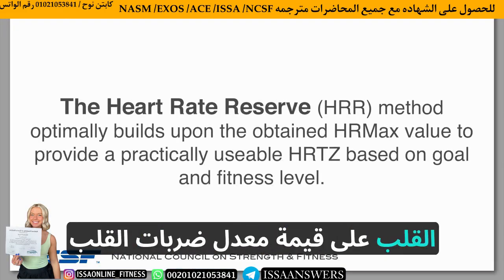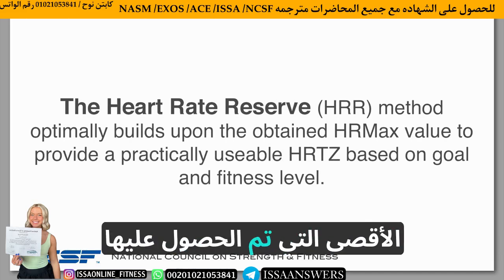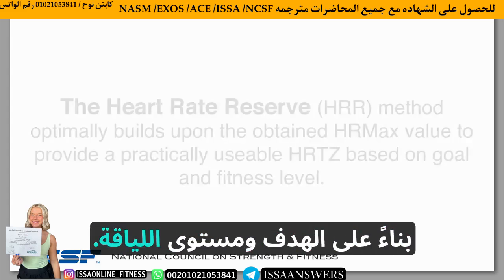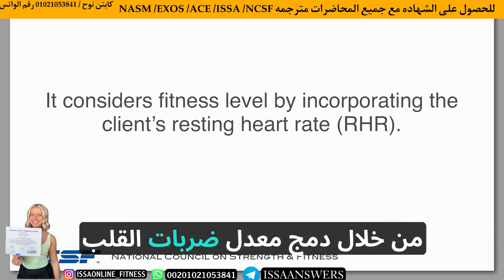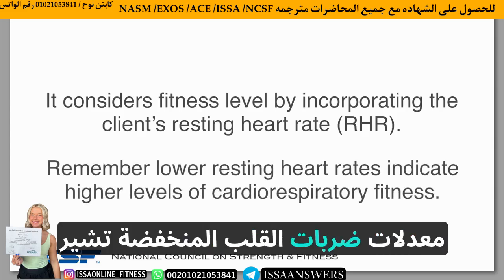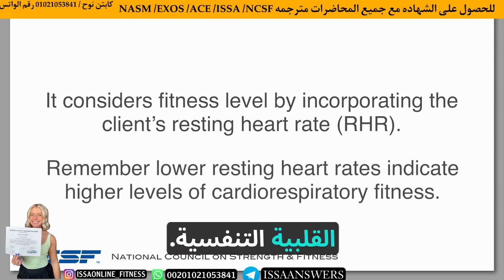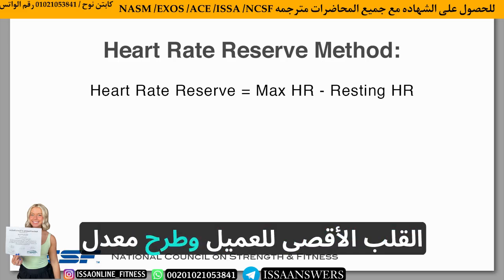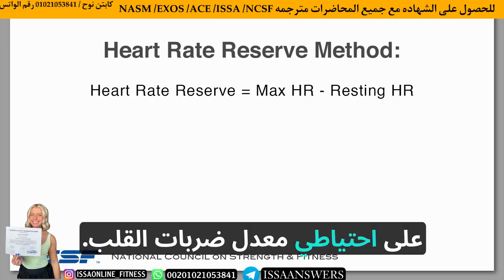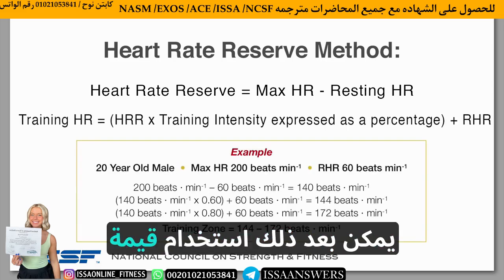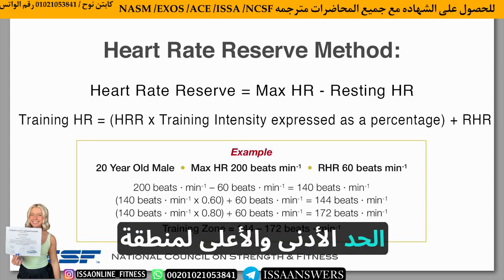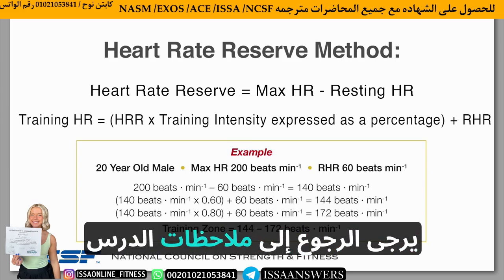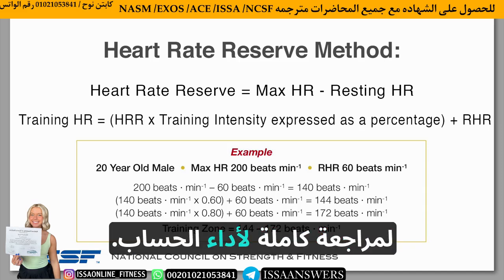The heart rate reserve method builds upon the obtained heart rate max value to provide a practically usable heart rate training zone based on goal and fitness level. It considers fitness level by incorporating the client's resting heart rate. Remember, lower heart rates indicate higher levels of cardiorespiratory fitness. As seen here, a trainer can take the heart rate max value for the client and subtract their resting heart rate to get a heart rate reserve. This heart rate reserve value can then be used to calculate the low and high end of a training zone with much greater accuracy. Please refer to the lesson notes for a full review of performing the calculation.